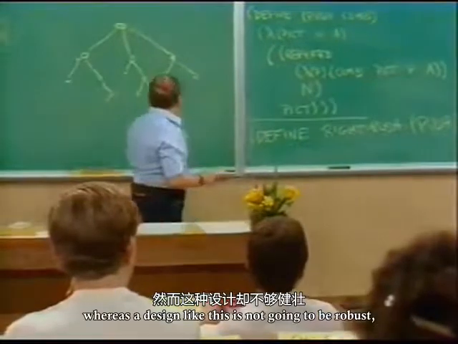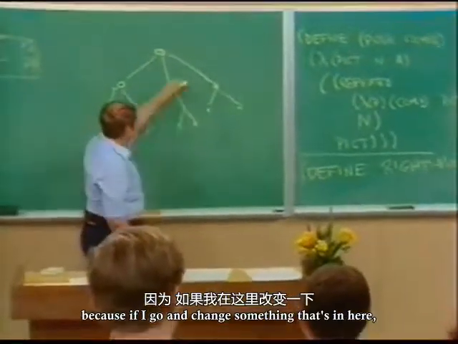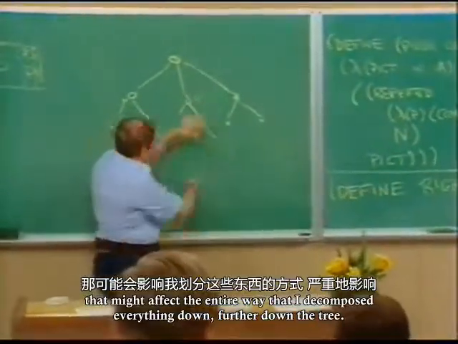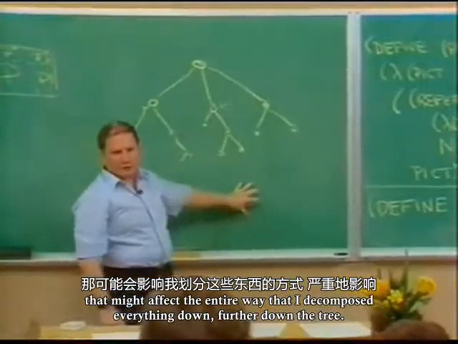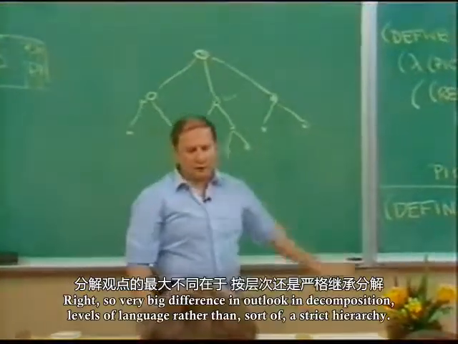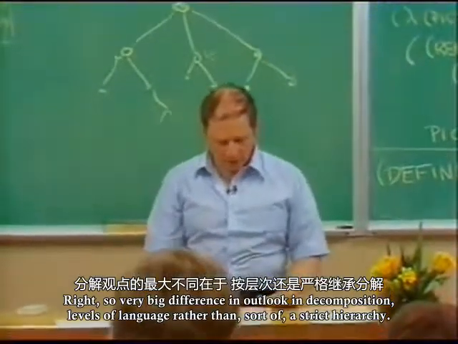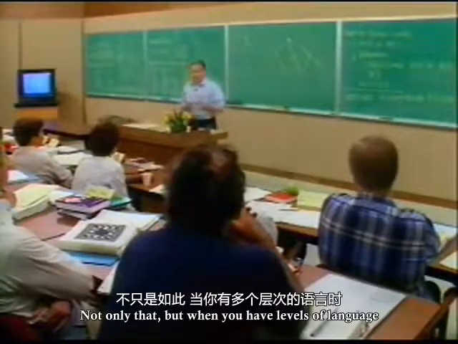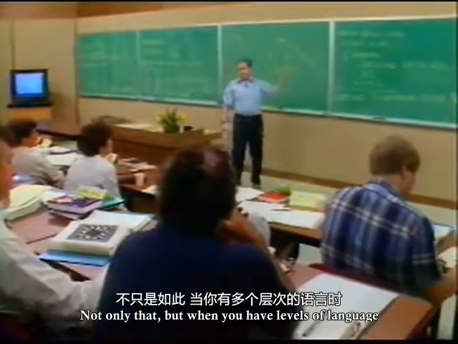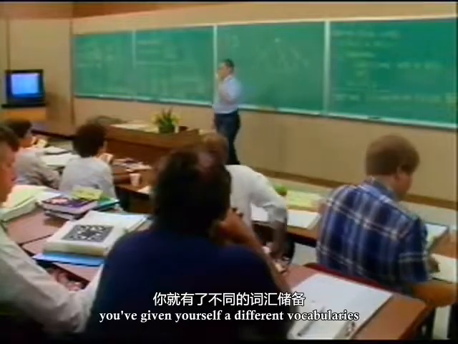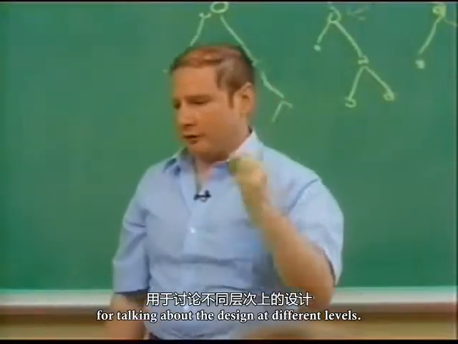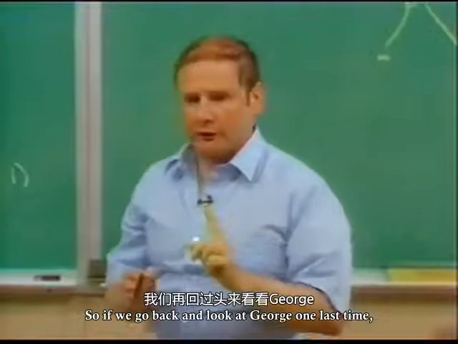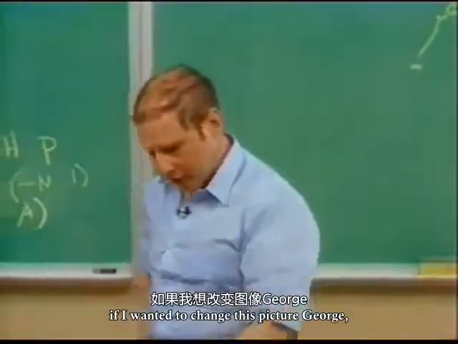Whereas a design like this is not going to be robust, because if I change something here, that might affect the entire way that I decomposed everything further down the tree. It's a very big difference in outlook: decomposition into levels of language, rather than a strict hierarchy. Not only that, but when you have levels of language, you're giving yourself different vocabularies for talking about the design at different levels. So if we go back and look at George one last time, if I wanted to change this picture George, suddenly I have a whole different set of ways of describing the change.